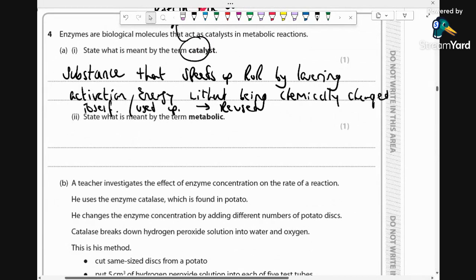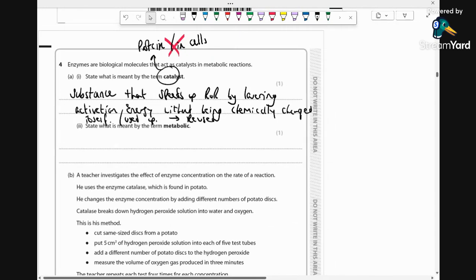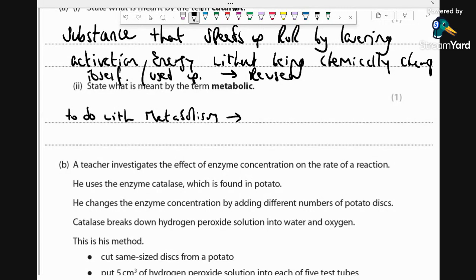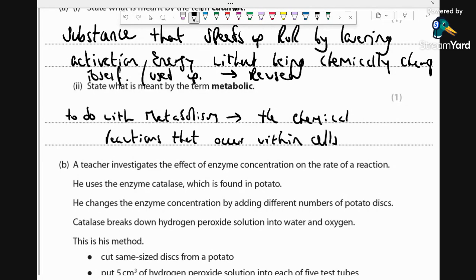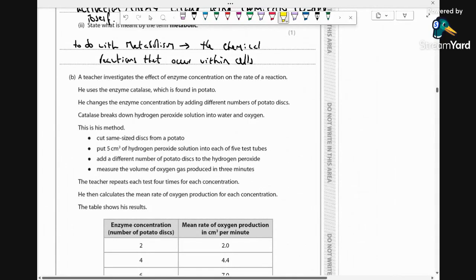State what is meant by the term metabolic. So metabolism is all of the chemical reactions within your cells. So I would say that metabolic means it's to do with metabolism, which is the chemical reactions that occur within cells. Moving on. Okay, a little bit of highlighting required here, probably.